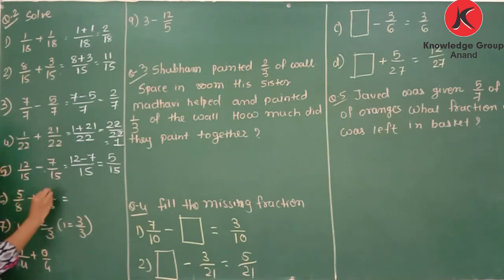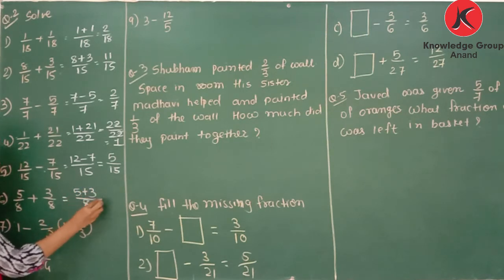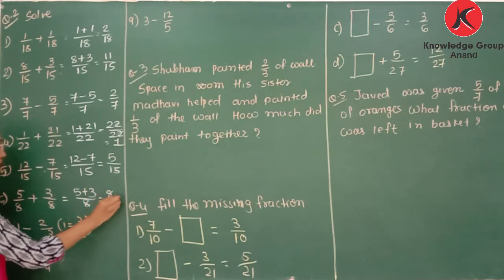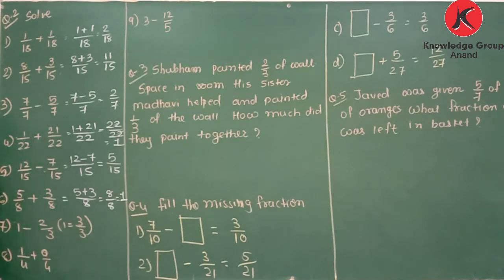Now 5 by 8 plus 3 by 8. So you can write 5 plus 3 whole divided by 8. So it is 8 by 8. Answer is 1.